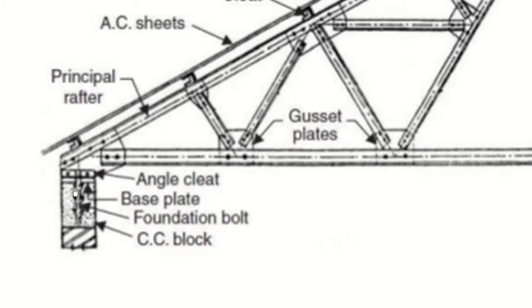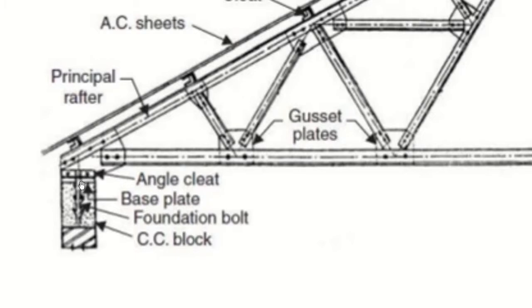In case there is a wind load, what happens is, if the reaction at this support is in a vertically downward direction, you have to make sure that it can be supported by this concrete or the masonry or any other support. And if the wind load is involved, there will be chances that there will be an upward pull over here.